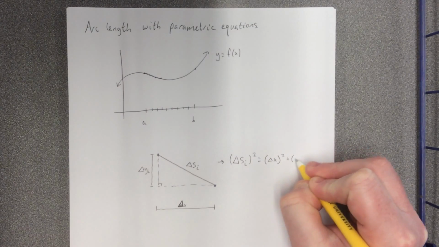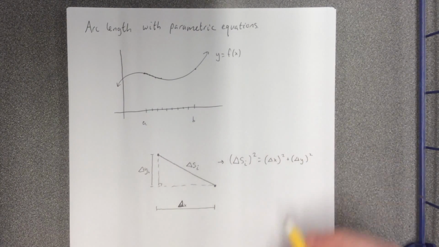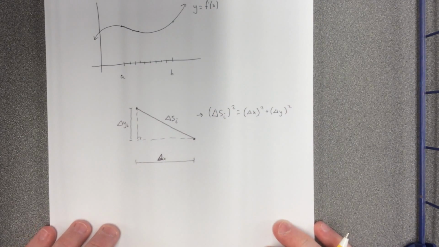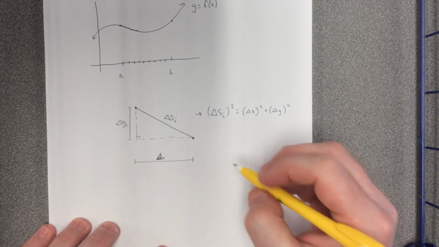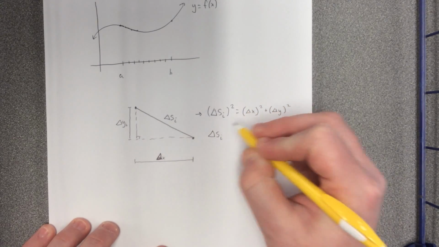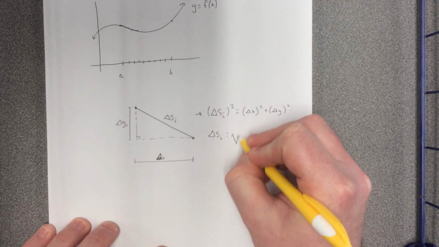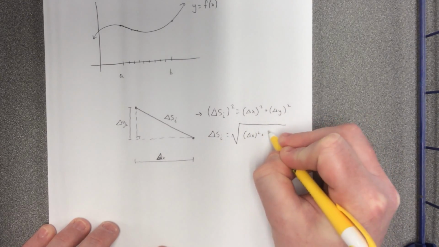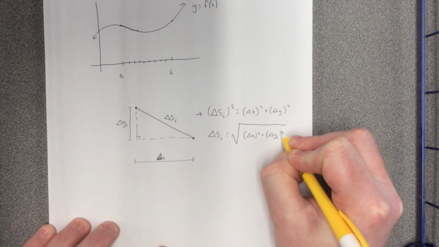And it was through the use of the Pythagorean theorem that we were able to come up with a couple different arc length formulas as far as what it was that we were integrating. In order to actually solve for ds, it was necessary to take the square root of both sides. We wound up with the change in s equal to the square root of the change in x, quantity squared, plus the change in y, quantity squared.